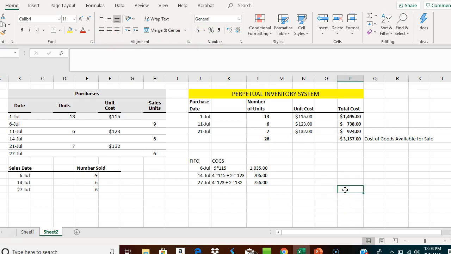$756. So under the FIFO perpetual cost flow assumption, you compute your cost of goods sold on each individual sales date, not at the end of the accounting period. Now we still must compute our ending inventory under FIFO.